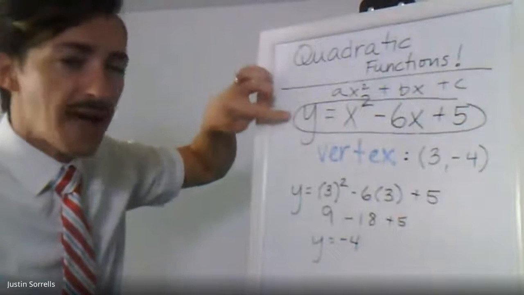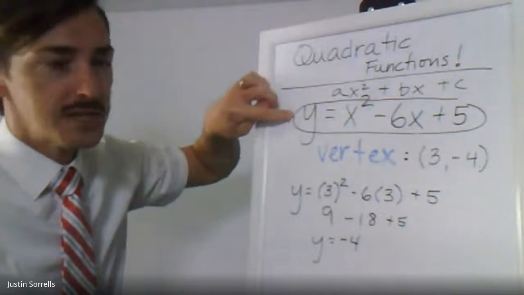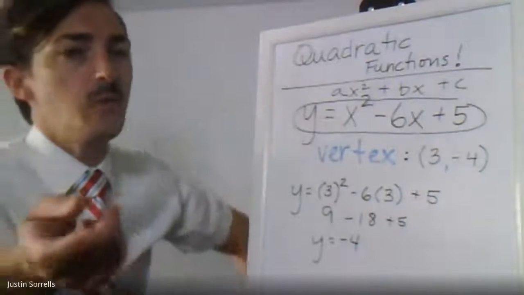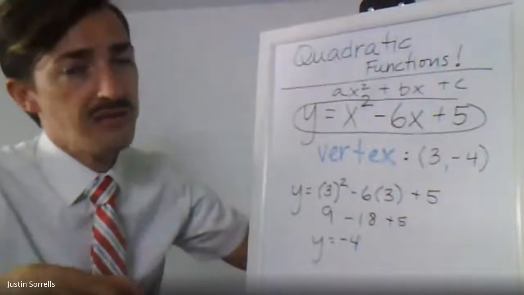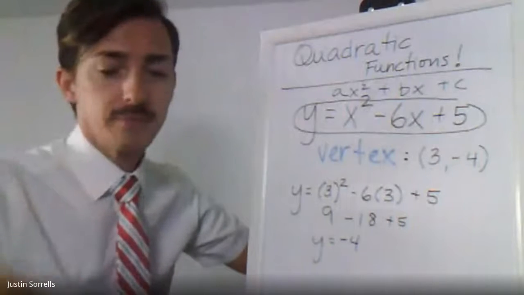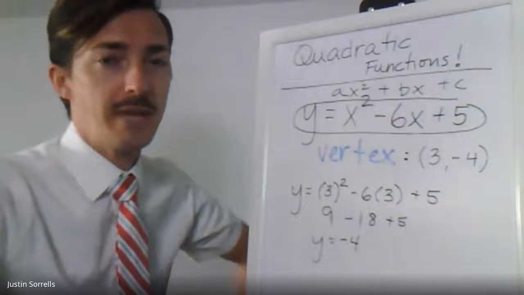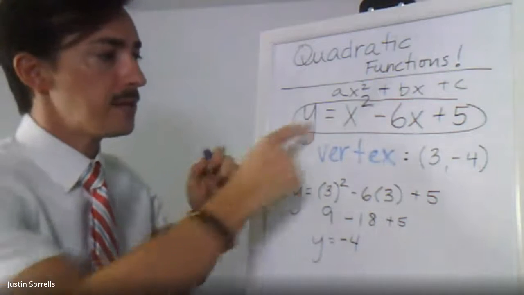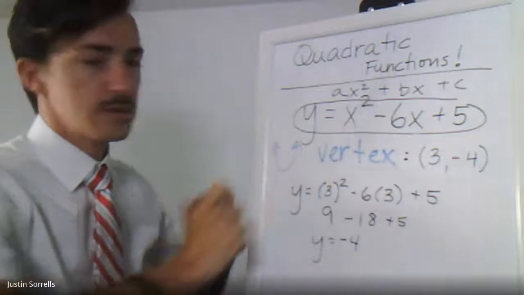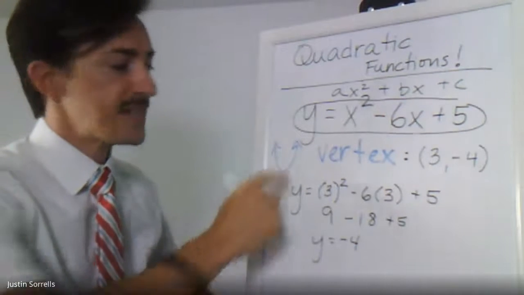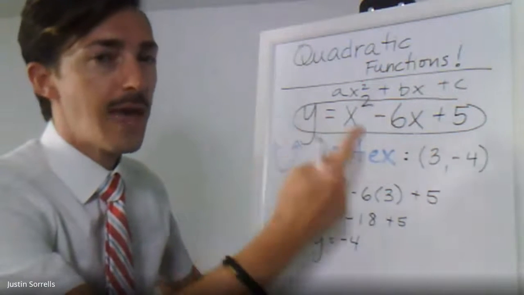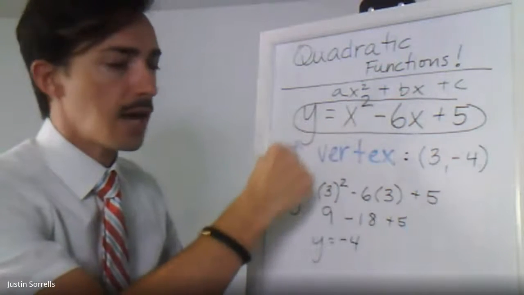But first, before I erase this, I want you to notice that our a value was a positive 1, yes? And in week 1, we identified if parabolas, those U-shaped things, opened up or down, if they had a minimum or a maximum. I'm going to tell you that this parabola is going to open up, okay? It's going to open up. And that means there is a minimum. This vertex is a minimum. Whenever a is greater than 1, it opens up.